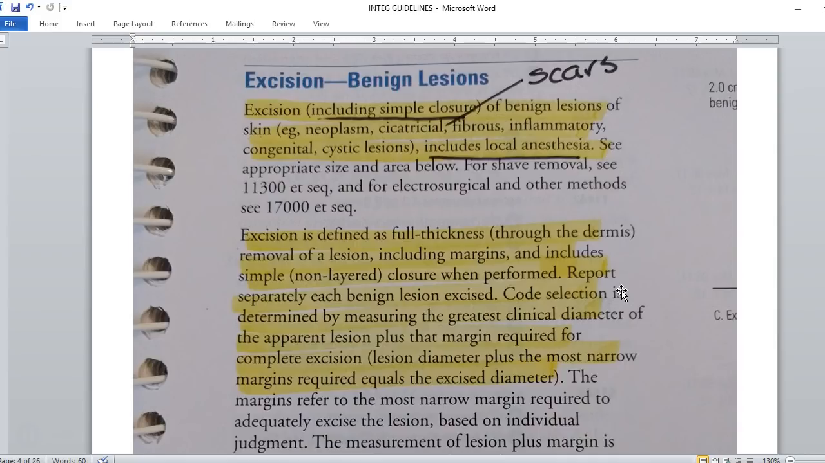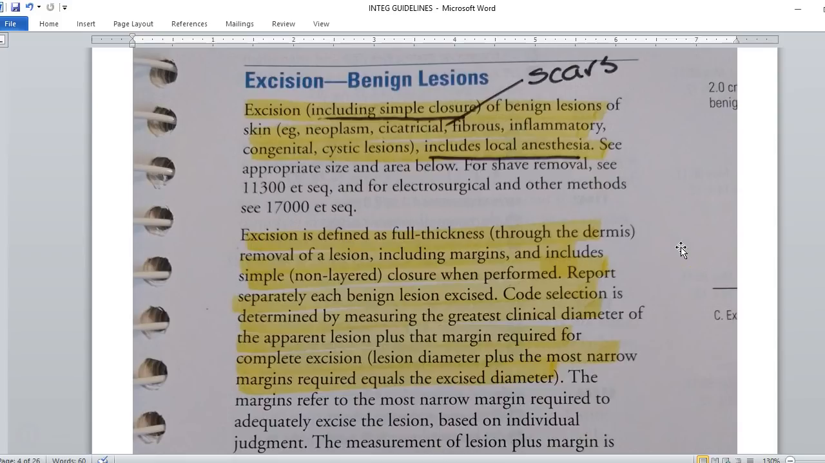So the excision itself is defined as a full thickness through the dermis, removal of a lesion including margins, and includes simple non-layered closure when performed. Okay, so again, these are lesions that are going through the dermis to at least the top of the subcutaneous tissue. It includes the margins, which we're going to look at in a minute. So what we do when we remove a lesion is we always make sure we're giving enough space, just in case that tissue is cancerous, so that maybe we captured all of it at once. Okay, report separately each benign lesion excised. Each lesion excised gets its own code no matter whether or not it's benign or malignant.